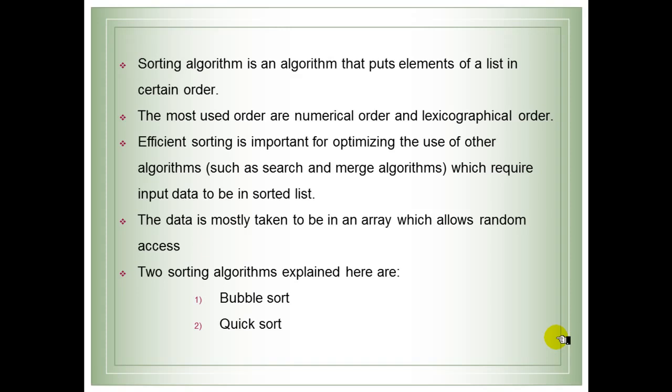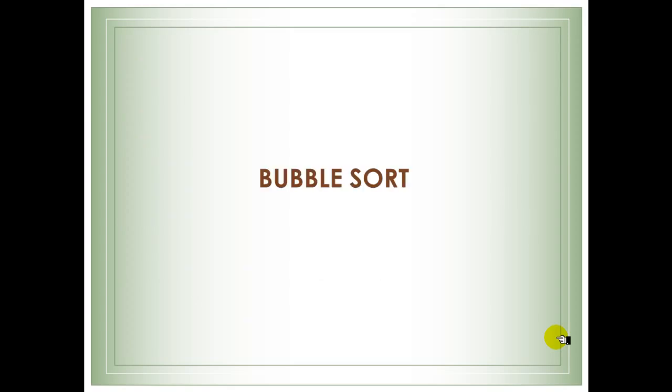The data is mostly taken in an array form, which allows random access, instead of a list, which allows sequential access. The two algorithms that we are going to see here are bubble sort and quick sort. First, let us discuss bubble sort.